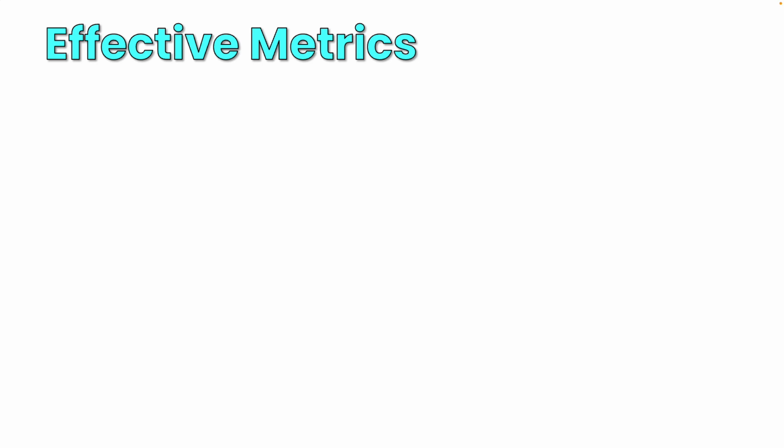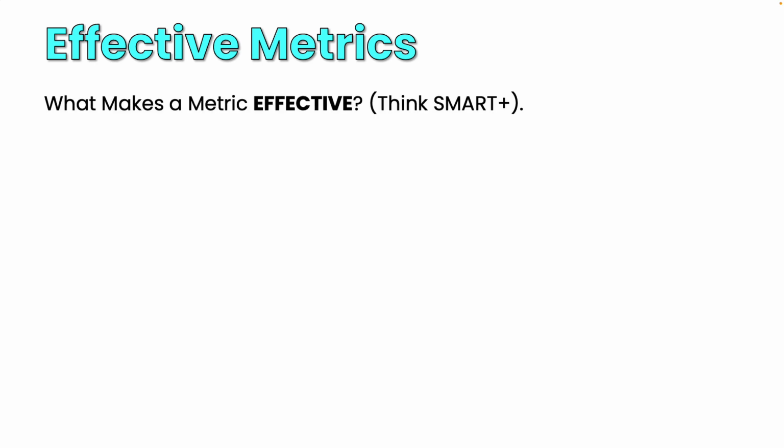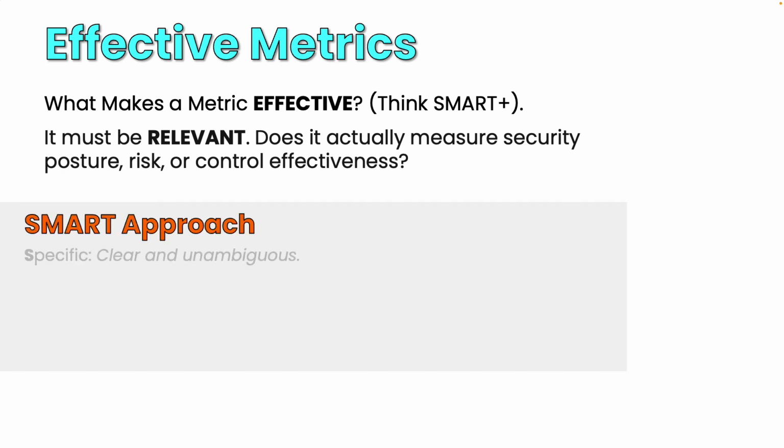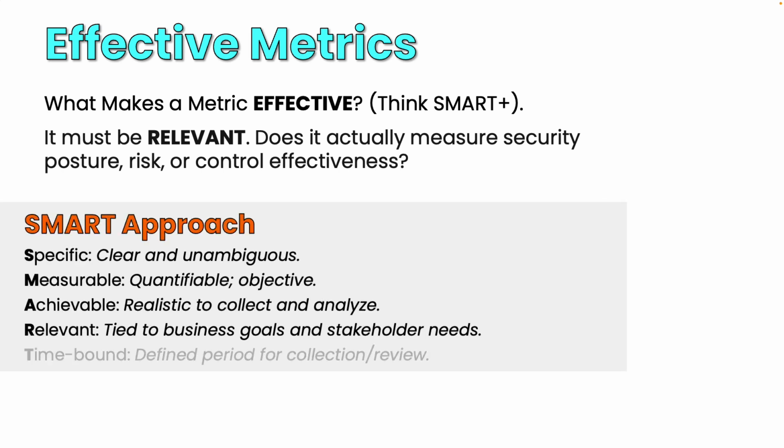Effective metrics. So what makes a metric effective? We've talked about this in earlier installments. We need to think about that SMART framework. A metric needs to be relevant. So does it actually measure security posture, risk, or control effectiveness? We can use the SMART approach here. The controls are measured with a metric that is specific, measurable, achievable, relevant, and time-bound.